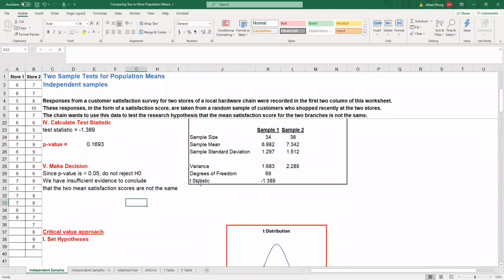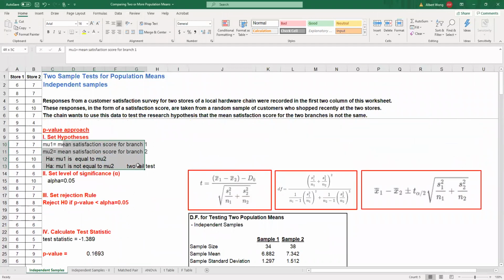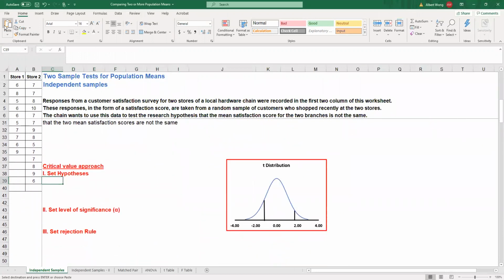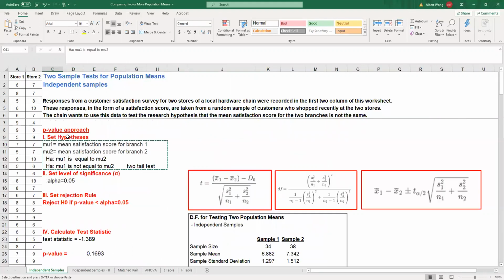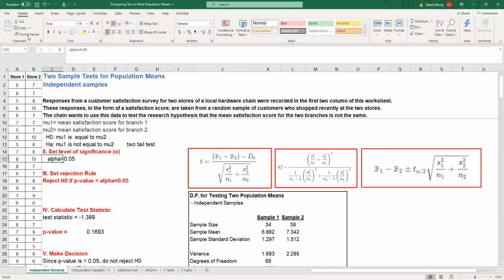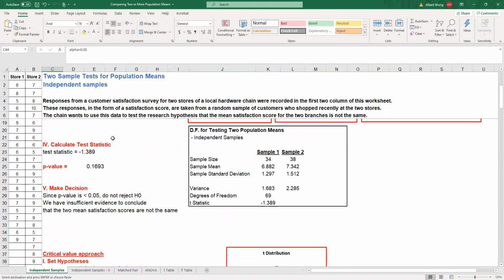So if you want to do the same problem using the critical value approach, of course, the hypotheses would be exactly the same. You define the parameter, and then you define your HA, and sorry, this is H0. So H0 is they're equal, HA is that they are not equal, and this is again a two-tail test. Alpha is the same, so we're going to just copy alpha equal to 0.05.